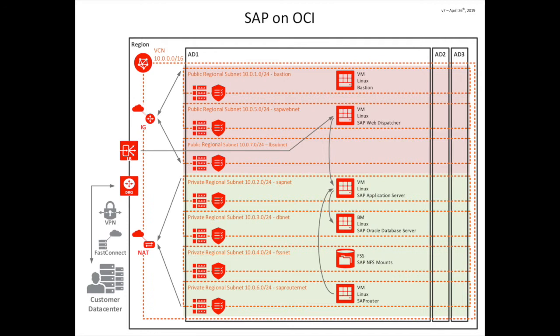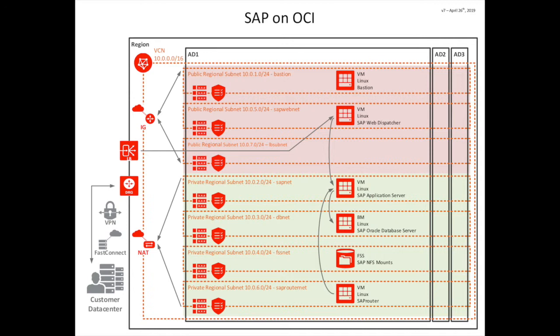This is the SAP reference architecture that will be deployed using Terraform. We're using a single AD deployment. We're going to deploy everything on Availability Domain 1. As you can see, we have a Bastion host on the public subnet, along with the SAP Web Dispatcher and the load balancer that will be put in front of the SAP Web Dispatcher as well.